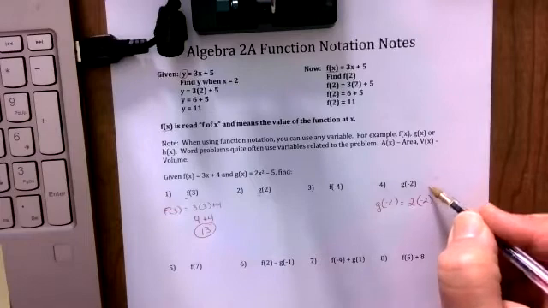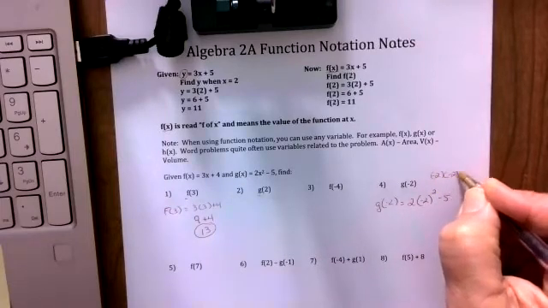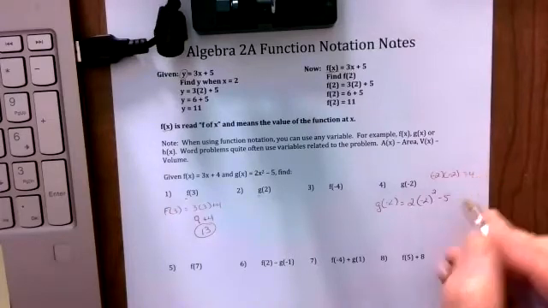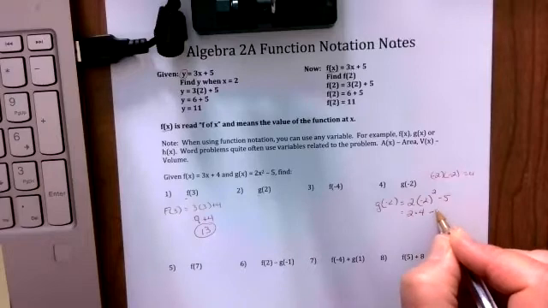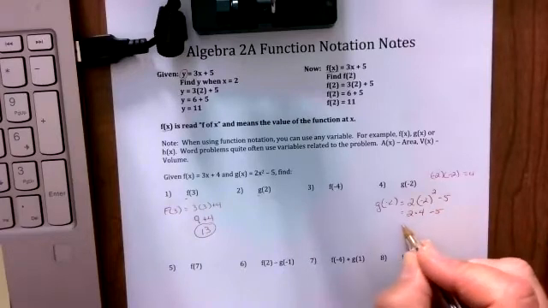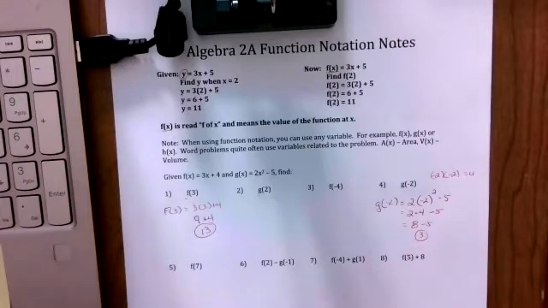Now, the order of operations says I have to do this first. So I have to do negative 2 times negative 2 first. That's a positive 4. So now following my order of operations, I go 2 times 4 minus 5. And then this will be 8 minus 5, and the answer is 3. And that's really how you do just about all these problems here.